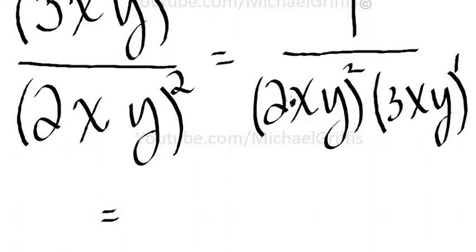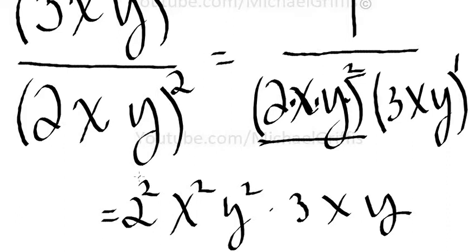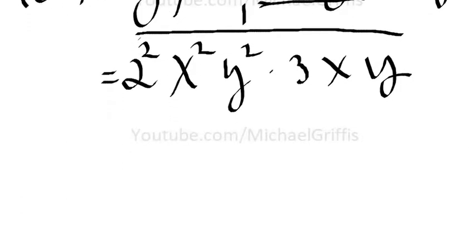Okay, since these are all multiplied, I think what we better do is work this one out first. So this becomes 2 squared, and then x squared, then y squared. Okay, times 3xy. And you know what I forgot to do? That's all over the top of 1.